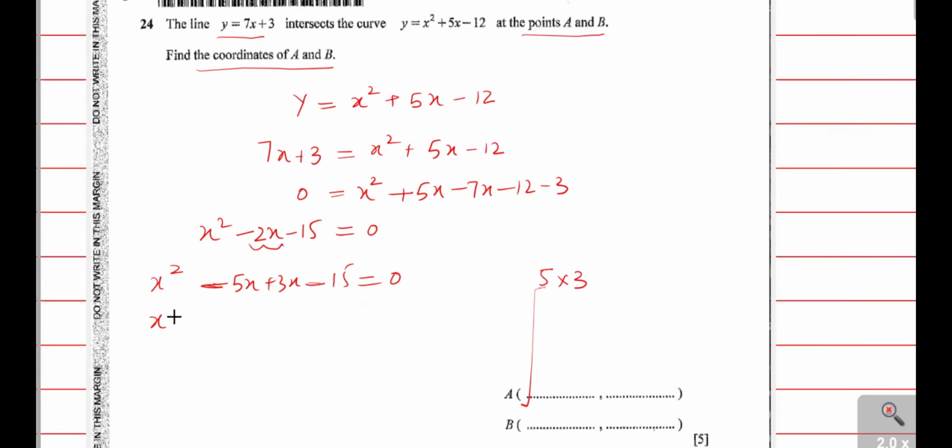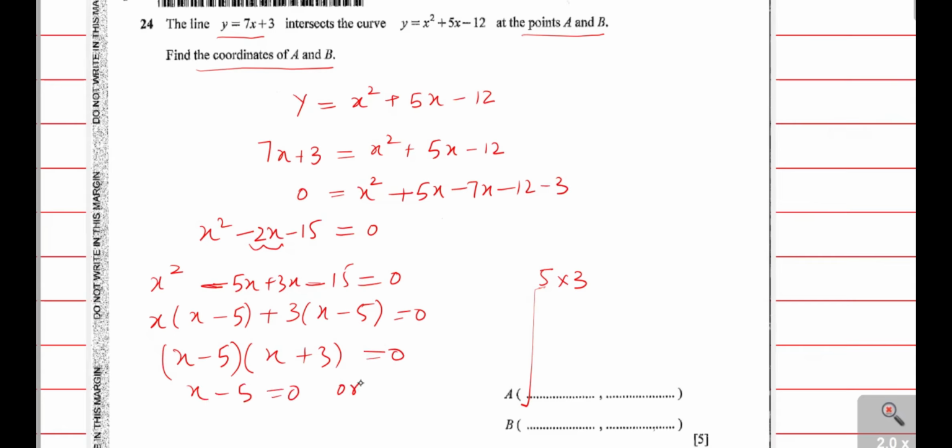We take the common factor. In the first two terms, we get x(x minus 5) plus, in the next two terms, the common factor is 3. We write 3 into (x minus 5) equal to 0. x minus 5 is again common. We write (x minus 5) into (x plus 3) equal to 0. Here x minus 5 equal to 0 or x plus 3 equal to 0. Therefore, x equal to 5 and x equal to minus 3.